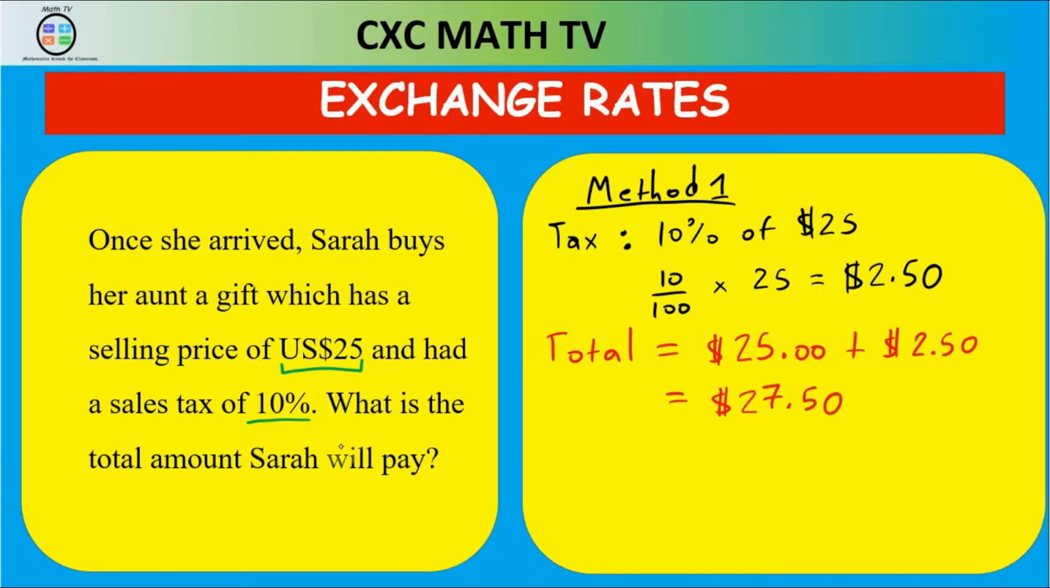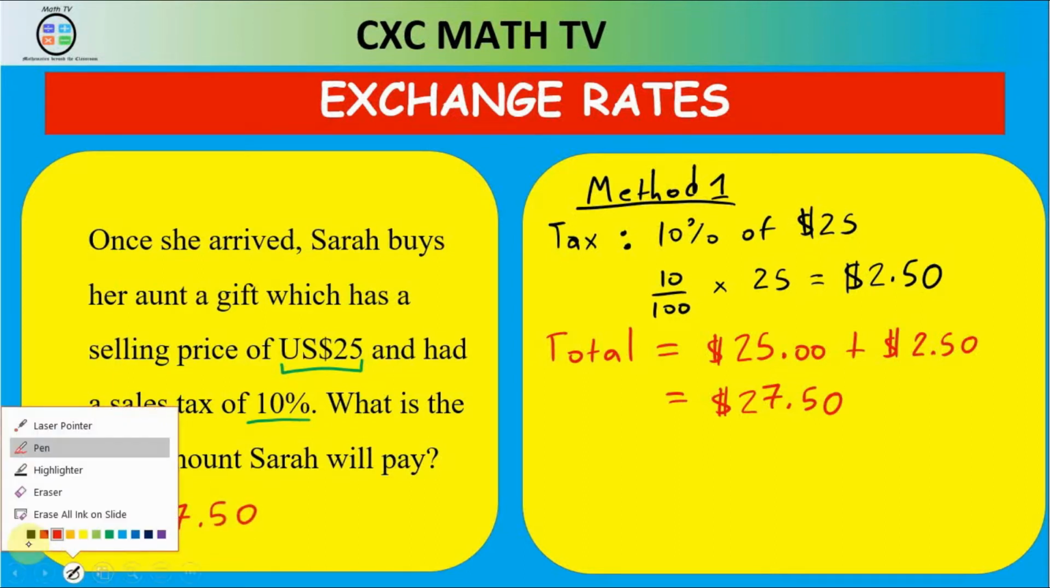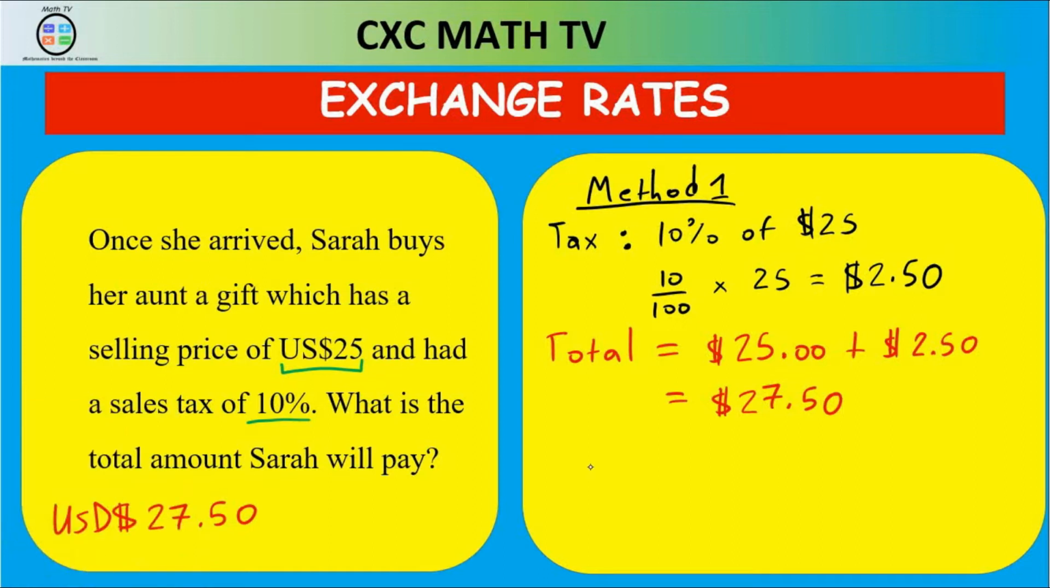So then when we add them, we end up getting $27.50. So what is the total amount Sarah will have to pay? Sarah will have to pay $27.50 for the gift for her aunt. Nice. Now, are you ready to see method 2? I hope you are, because method 2 is extremely fun.